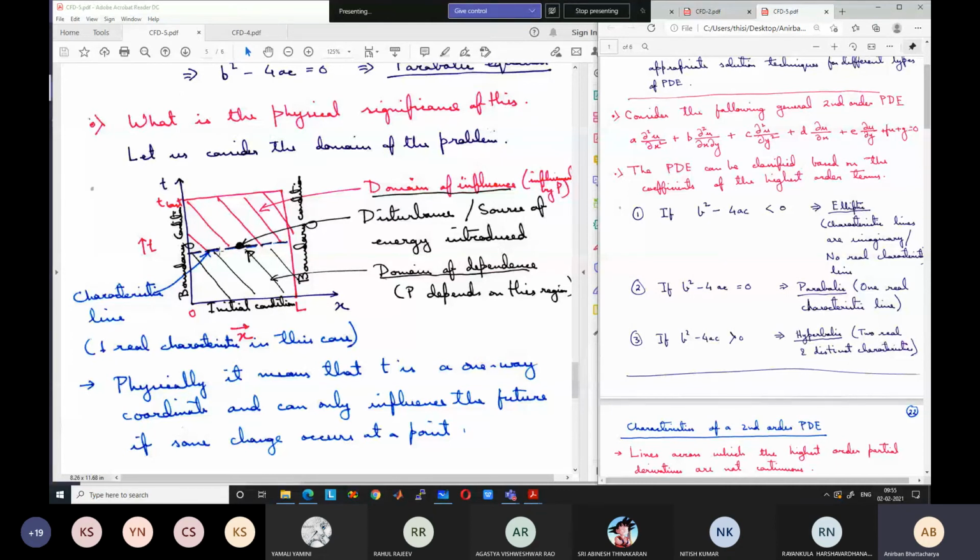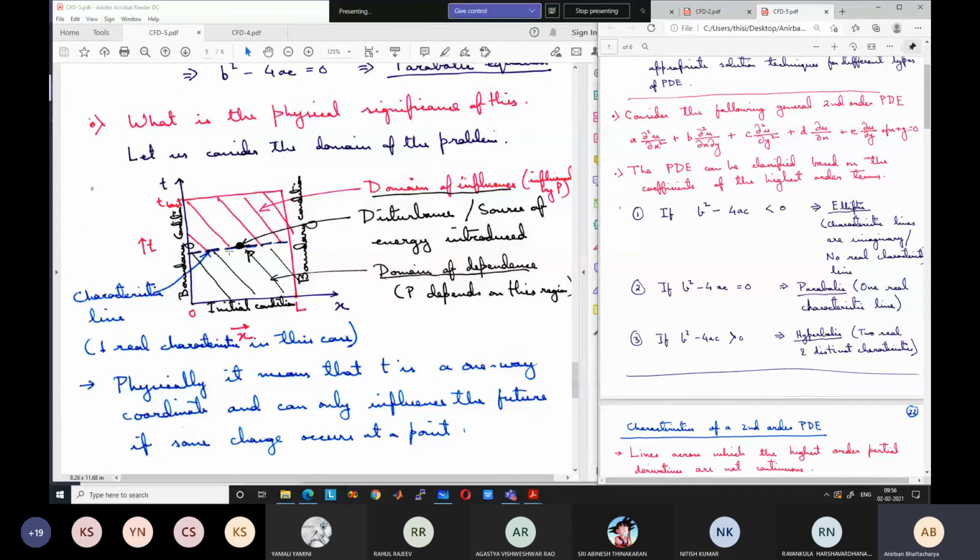And there is always a discontinuity in the time direction. Why does it happen? Because time is a one-way coordinate and can only influence the future if some change occurs at a point. It cannot influence the past. So this line, this discontinuity, is known as the characteristic.